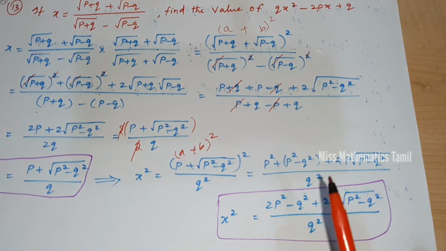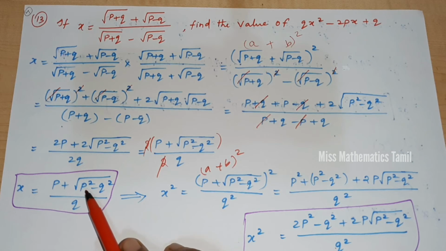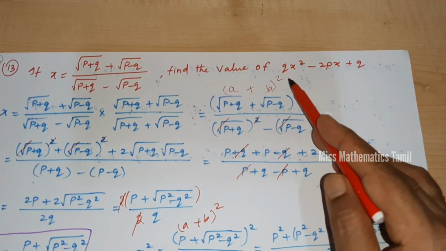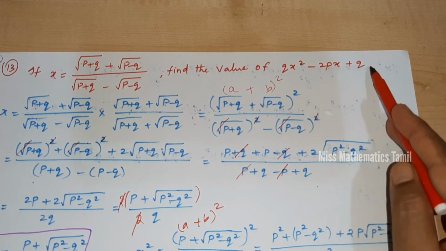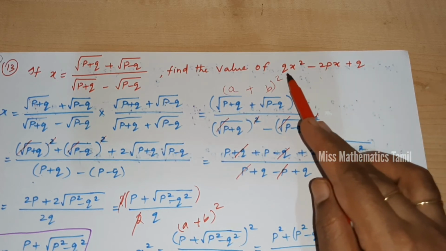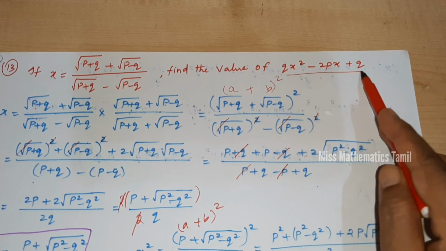Okay, now we have x square, x. Right, what is the question? q into x square minus 2p into x plus q. Next we are going to find this value.